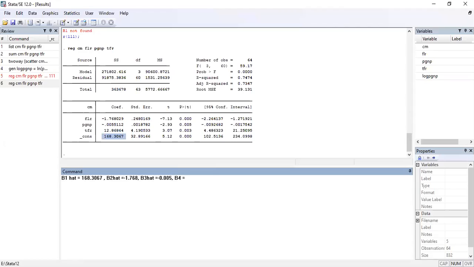And beta 4, which one is beta 4? TFR. So that is 12.864. How do you explain that? Holding FLR and PGNP constant, if TFR increases by 1 unit, on average, child mortality rate would increase by 12.86 units. So that is our first line interpretation of the regression.